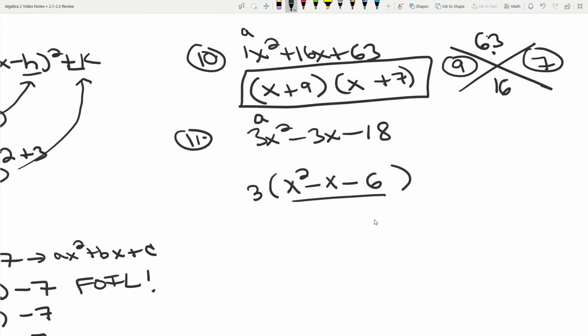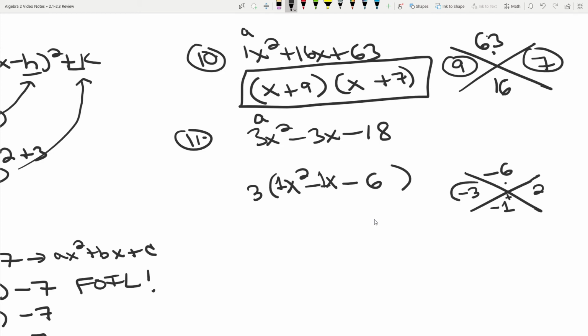Now, we no longer have to do AC method because the a here is 1. So we no longer have to do AC. So we can do the regular method. And the top term is negative 6. The bottom term is an invisible negative 1 here. So two numbers that multiply to negative 6 but add up to negative 1. That would be negative 3 and 2. Negative 3 times 2 is negative 6. Negative 3 plus 2 is negative 1.